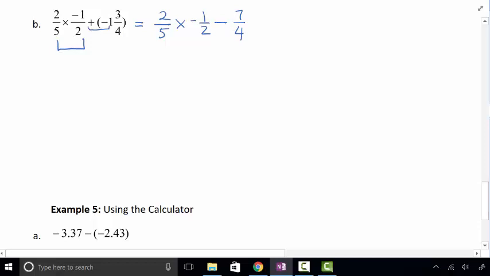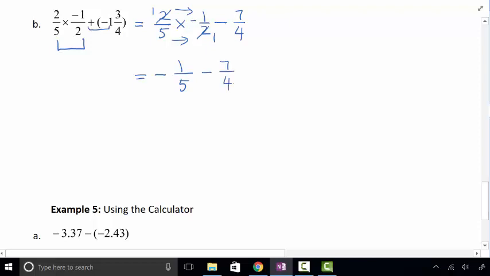Now we could reduce this to 1 and 1. So divide 2 and 2 by 2. So 2 divided by 2 is 1. 2 divided by 2 is 1. Do the multiplication like this, and that becomes really easy then. It becomes positive times negative is what? Negative. So negative 1 over 5 here, and then you have minus 7 over 4.